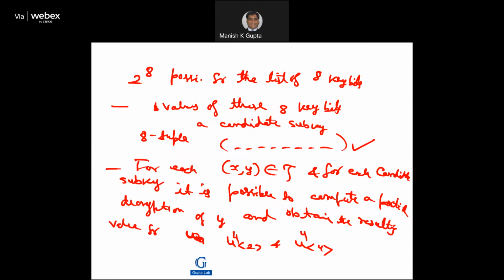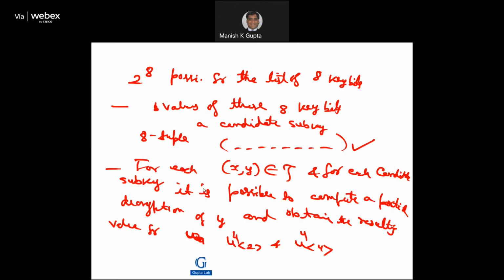Remember the approach: there are 2 raised to the power 8, so there are 2^8 possible values for the list of 8 key bits. So we try different candidate keys. You can think of it like 8-tuples, and we are trying them one by one. For each x, y, and for each candidate subkey, it is possible to compute a partial decryption of y and obtain the resulting values for the fourth round input.